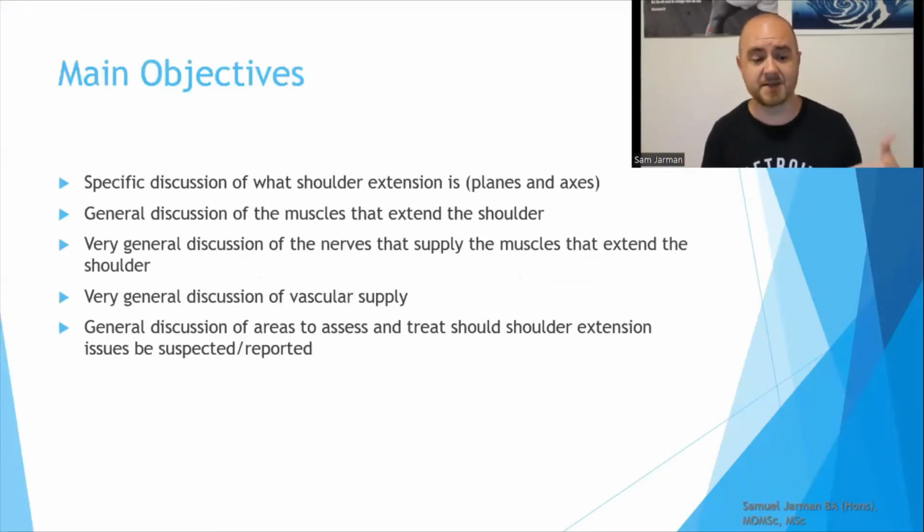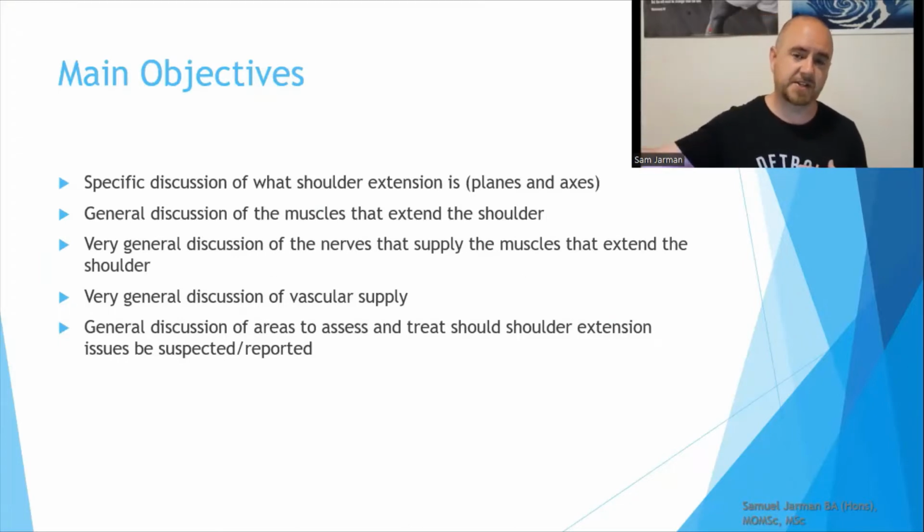So our main objectives: a specific discussion of what shoulder extension is, the planes and the axes, a general discussion of the muscles that extend the shoulder, a very general discussion of the nerves that supply the muscles that extend the shoulder, a very general discussion of the vascular supply, and then a general discussion of the areas to assess and treat should shoulder extension issues be suspected or reported.